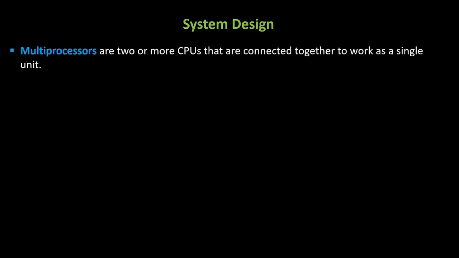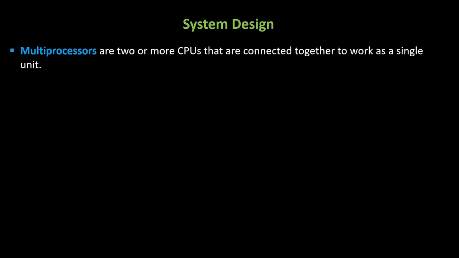First up, we have multiprocessors. Multiprocessors are CPUs that can work together on the same task. By harnessing the power of multiple processors, the computer's performance can be significantly enhanced, often by a factor equal to the number of CPUs employed.